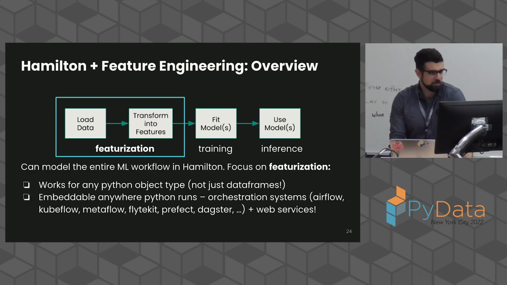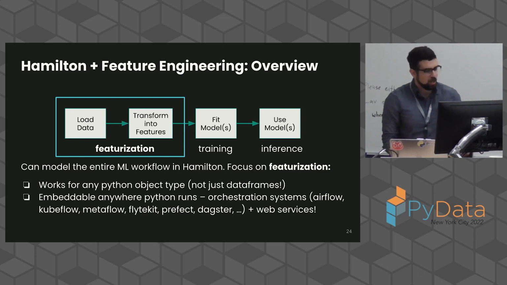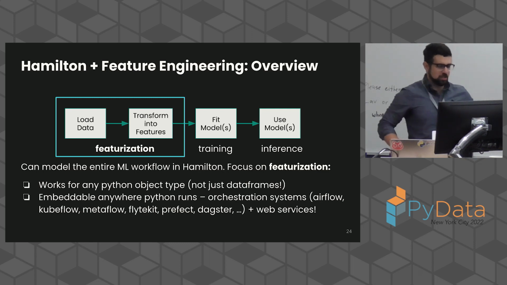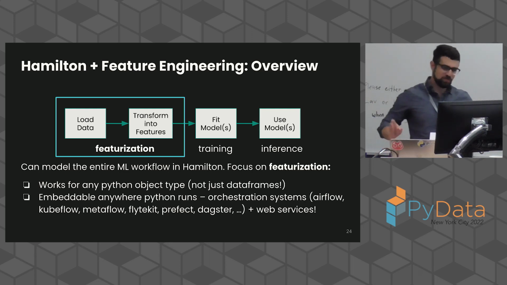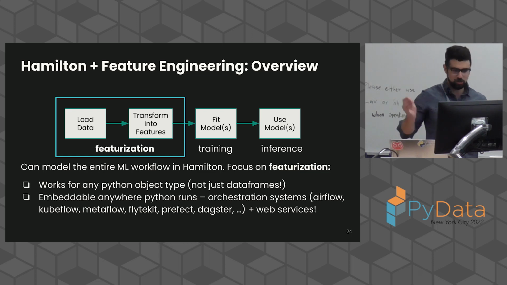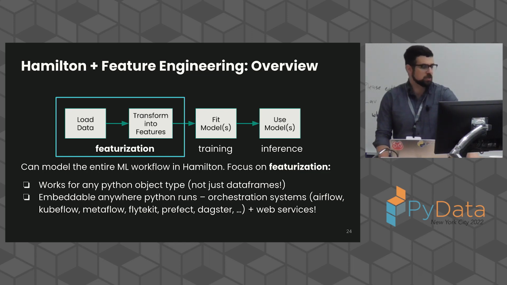So let's talk a little about Hamilton and feature engineering. Again, as we said, it's not restricted to feature engineering, but this is the area that we most use it for. Looking at the machine learning, this is something I think about a lot. So one of the machine learning platforms here at Stitch Fix: you've got featurization, you've got training, you've got inference. Let's focus in on featurization. That's loading data and transforming it into features. And again, you can model the entire ML workflow in Hamilton. We did in the initial use case, and I've seen quite a few others that do that. We're going to focus on featurization.